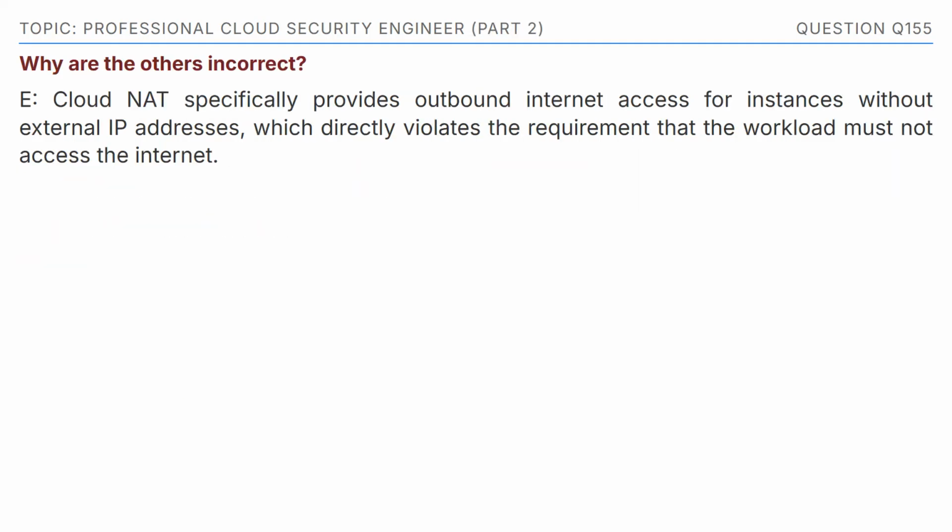Why are the others incorrect? E. Cloud NAT specifically provides outbound internet access for instances without external IP addresses, which directly violates the requirement that the workload must not access the internet.